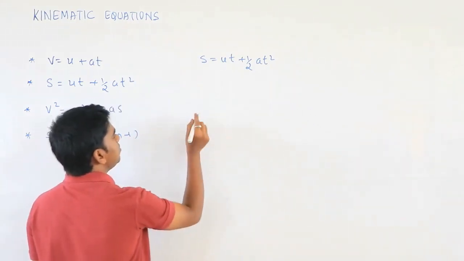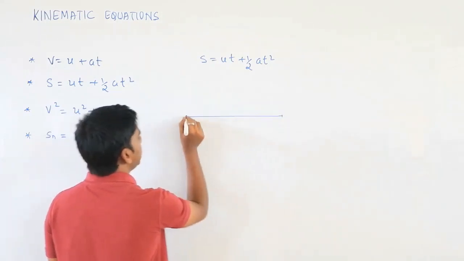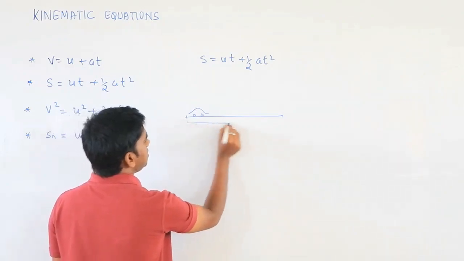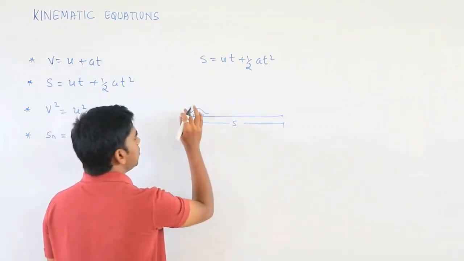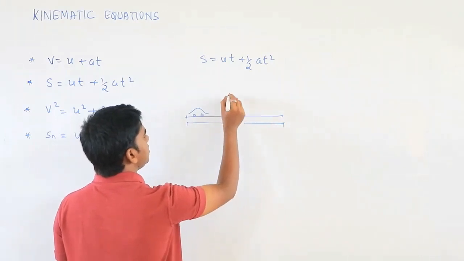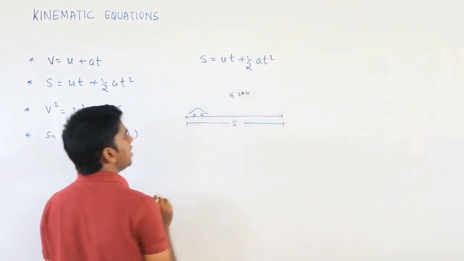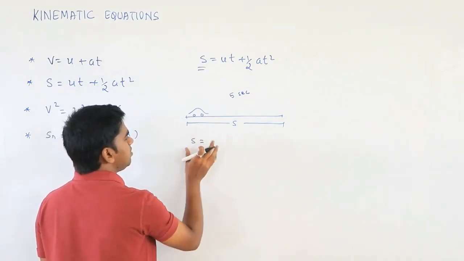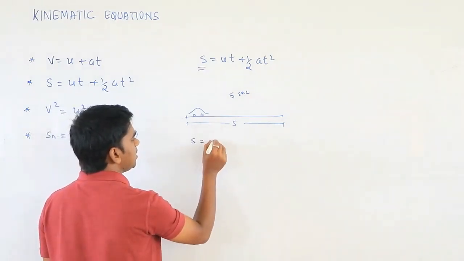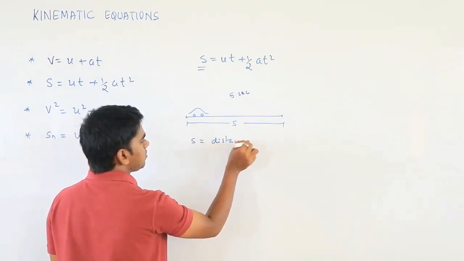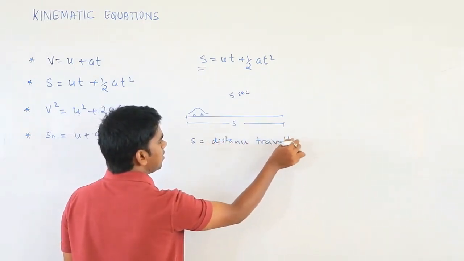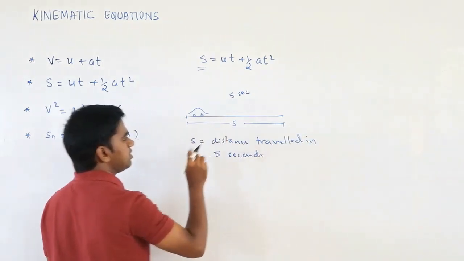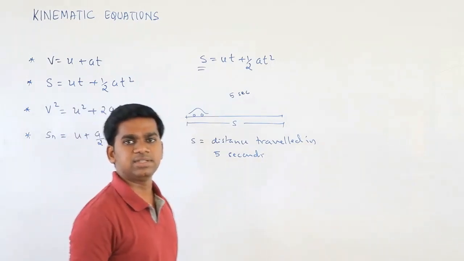Suppose your vehicle is starting from here, and suppose this is the distance s. To travel this much, suppose it has taken some 5 seconds. This formula will give you the distance traveled in 5 seconds, that is, in total 5 seconds, how much distance it has traveled.